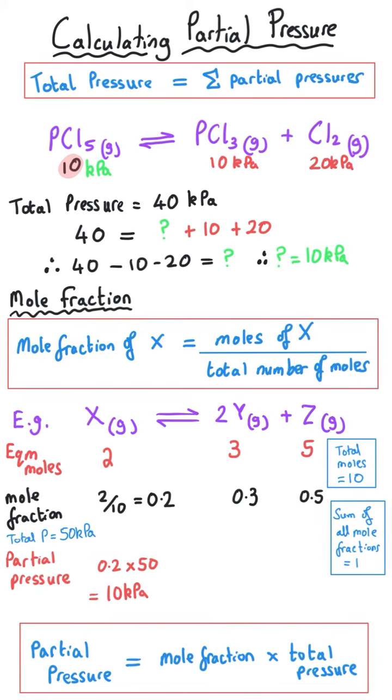The next chemical is 0.3 of that 50 kilopascals. So we do 0.3 multiplied by 50, which is 15 kilopascals. And the final chemical is 0.5 of that 50, and so that is 25 kilopascals. And it's worth doing a quick bit of mental arithmetic. 10 plus 15 plus 25 does indeed make 50, so we've calculated this correctly, and we've got our partial pressures. This is the same process, whatever the equilibrium moles are, however many chemicals you've got, whatever units the total pressure is in, you follow this process.